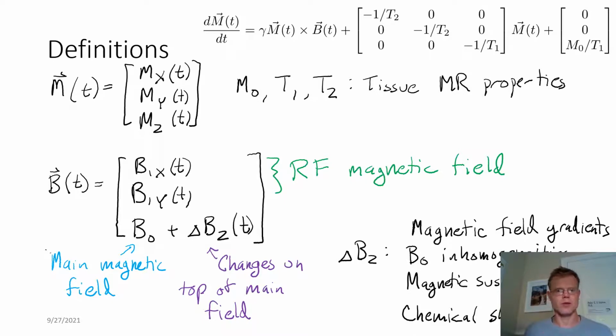I put up here some definitions, and we'll go through some more of this in class. But again, we have the net magnetization, we have some MR tissue properties associated with that, and then we have our B vector, which includes our main magnetic field. There are some changes on top of that field, including our magnetic field gradients and the RF magnetic field here as well.